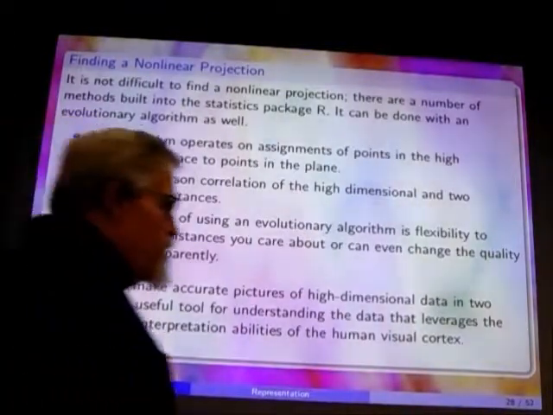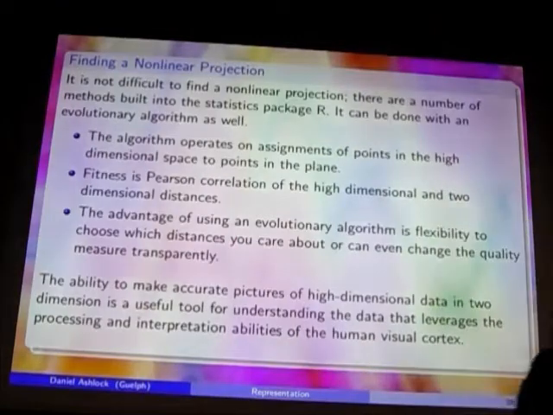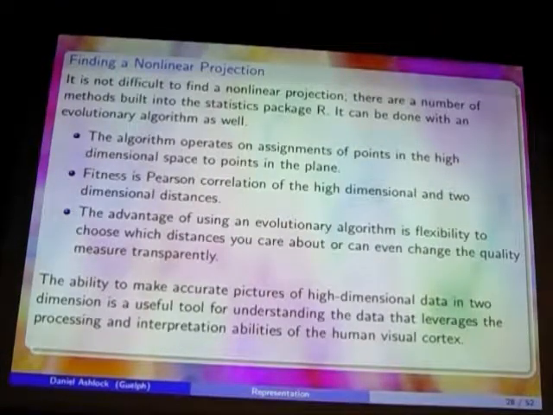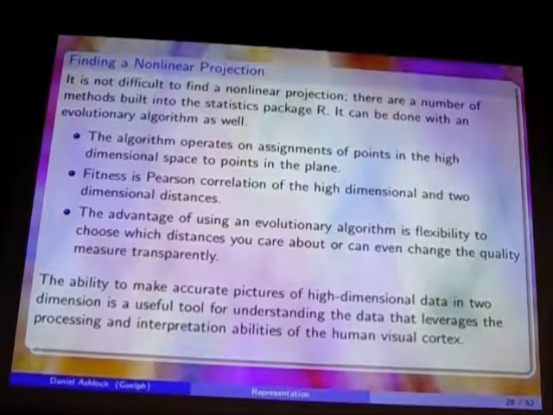What I'm trying to do is maximize the correlation coefficient between the distances in n-dimensional space and the distances in 2-dimensional space. That's all, and it turns out evolution can do this fairly efficiently. There are some other efficient ways to do it, and they're built into the statistics package R. So if you look up non-metric multidimensional scaling, is that the correct keyword for R? Or do they just have 50 names for it? They call it classical multidimensional scaling.